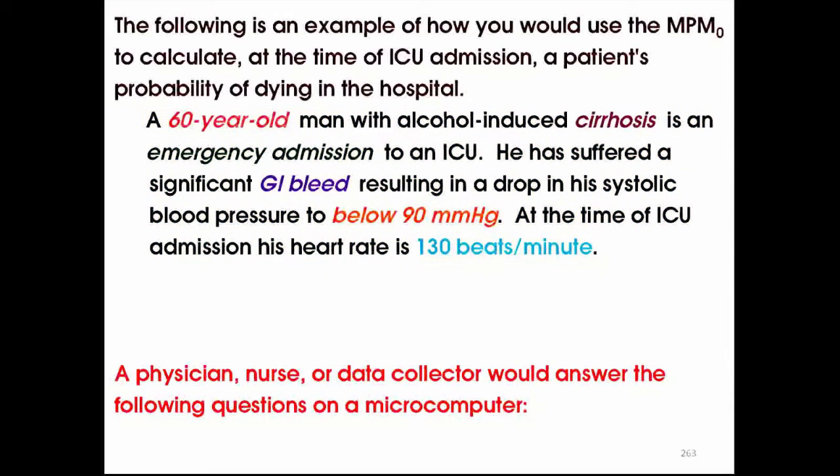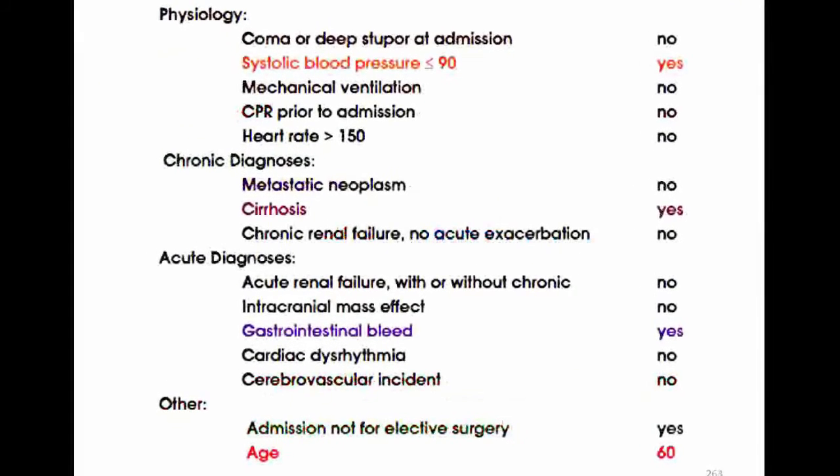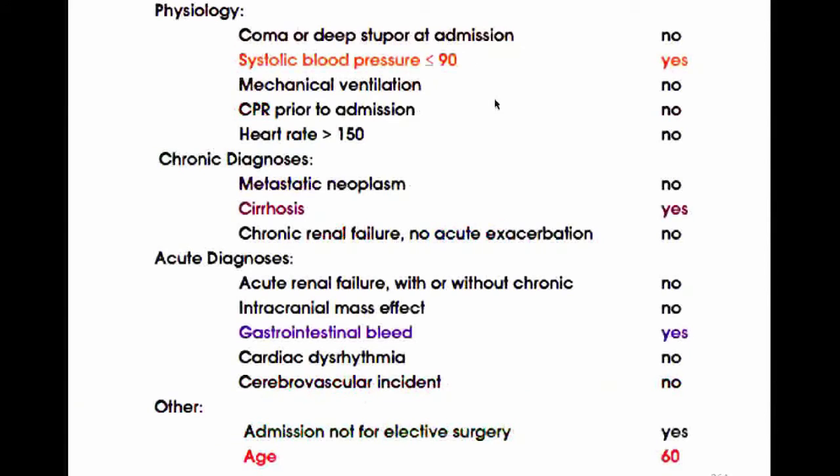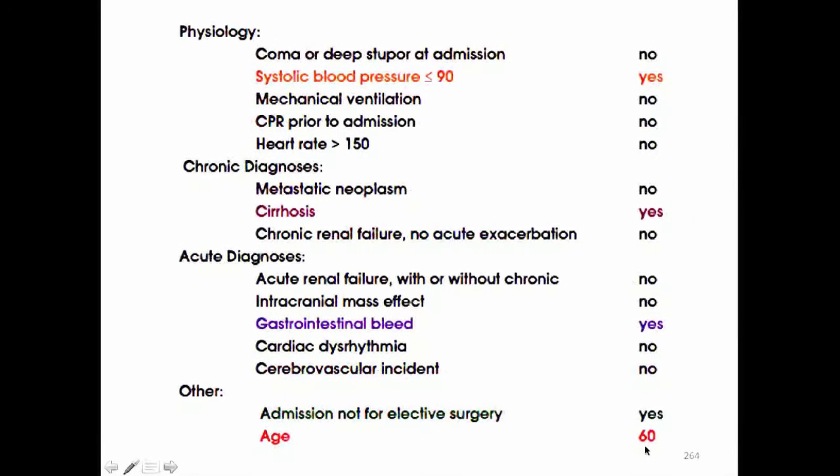So somebody collects these data, and then we go through the list. This is the model that I showed you. Go through the list and say, okay, was the patient in coma or deep stupor? No. But yes, the patient's blood pressure was less than 90. Yes, the patient had cirrhosis. Yes, the patient had a GI bleed. The admission was not for elective surgery, and the patient was 60 years of age. So you know what you have.